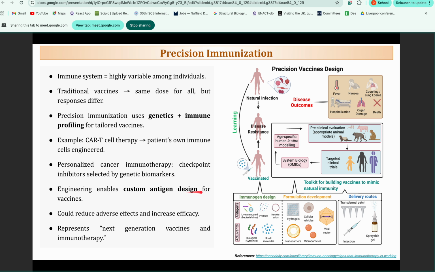Engineering enables the custom antigen design for vaccines, and it could reduce the adverse effects and increase the efficacy. So it represents next generation vaccines and immunotherapy. This comes under precision immunization, and this figure shows the same thing, how the precision vaccines are designed.